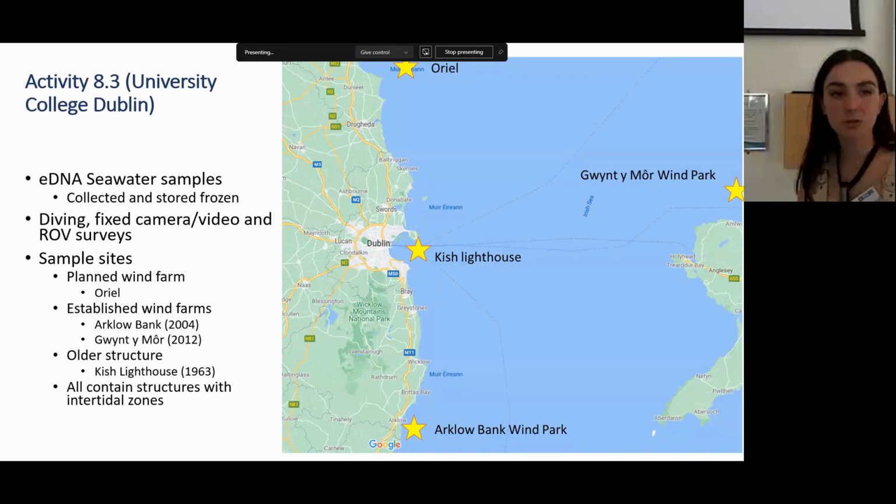So University College Dublin have done a lot of work collecting seawater samples from the sites that you can see marked here in stars. And then they've also done a lot of work ground truthing this using diving studies, fixed camera video and ROV surveys. As you can see, there are different types of sites, so the planned wind farms, established wind farms, and then older structures. And all of these contain structures within intertidal zones.